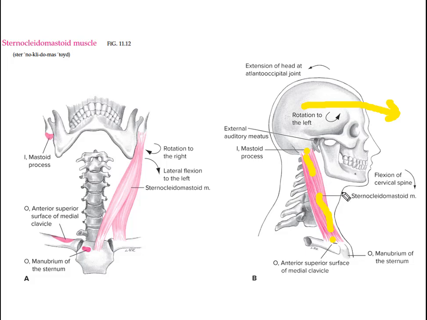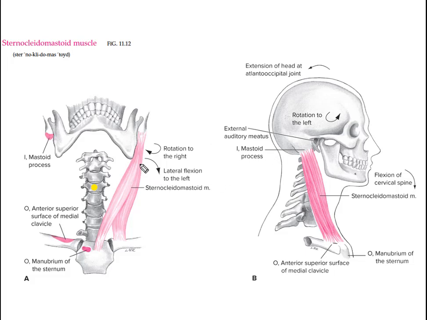But just think of, in terms of sagittal plane motion, the SCM is a cervical flexor. In the frontal plane, when you look here, you will see this. Let's say this is the axis of rotation right here. If this muscle contracts, it's going to do lateral flexion to the same side. So it does ipsilateral flexion.